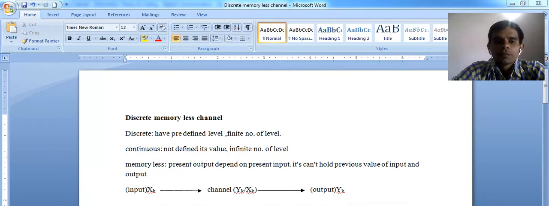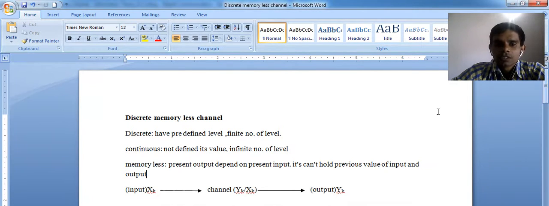Today's session is based on discrete memoryless channel. We have a lot of channels for transmitting data from one place to another place. A few channels depend on the previous input as well as the present input. If I am talking about only the term discrete, it means we have predefined levels or values.